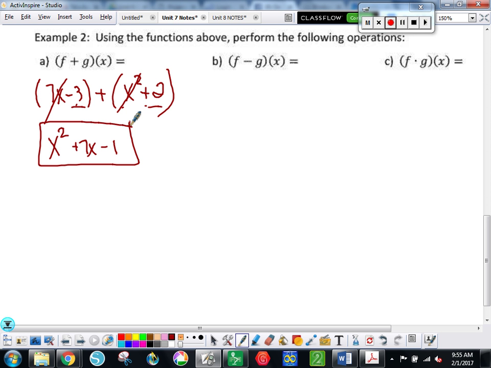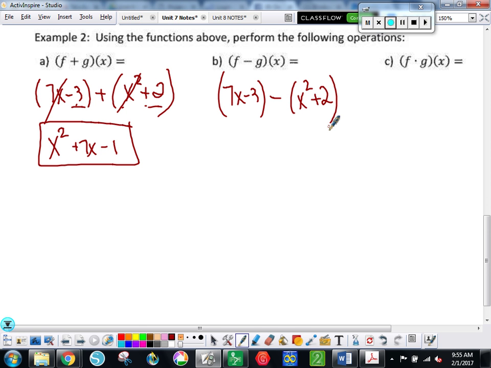All I gotta do. Yep. Do the next one. Now we're subtracting. The f function is 7x minus 3. The g function is x squared. Say it again, Martin. Oh, from this. Yeah, we're using the same function.